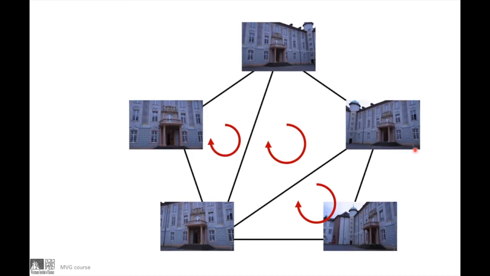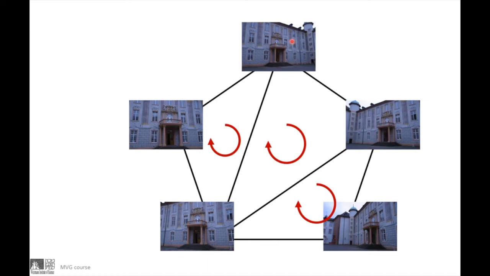Exactly. If I go in cycles, I take cycles and just take the product of the rotations, I should get identity, right? If I rotate from image 1 to image 2, then to image 3, and then back to image 1, I should get identity. If it's not identity, it's not consistent. So I want to change the graph or change the rotation such that they will be consistent, such that every cycle will give you identity.